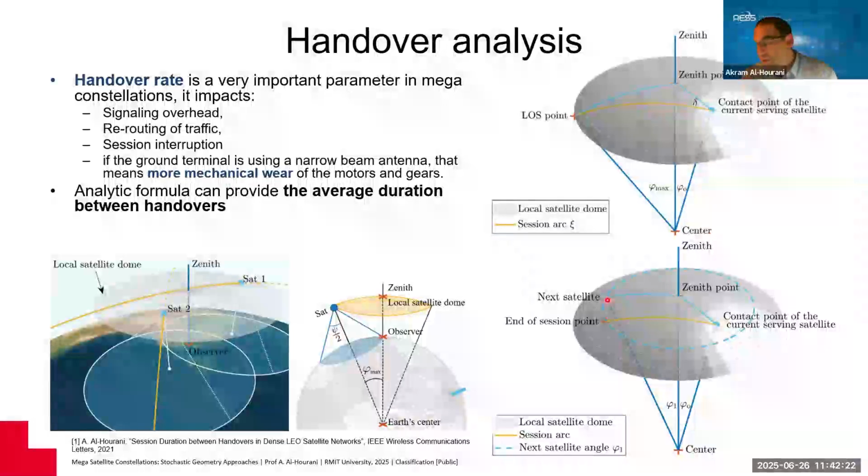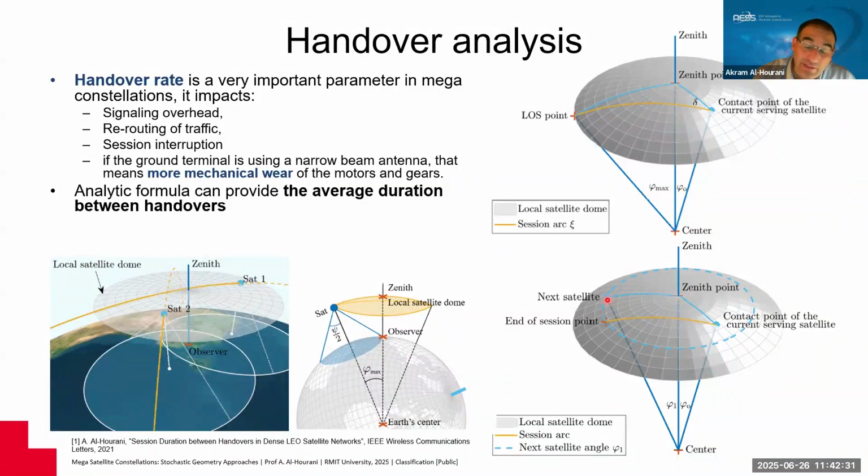Now, these are two arbitrary handover scenarios, but using stochastic geometry, you can model the handover time, and that's a very important parameter when you design a network, because every time you do a handover, you need to do a lot of signaling between the satellites, and that is a cost. That's an additional overhead in the network because you need to wait until the network reestablishes a new connection.